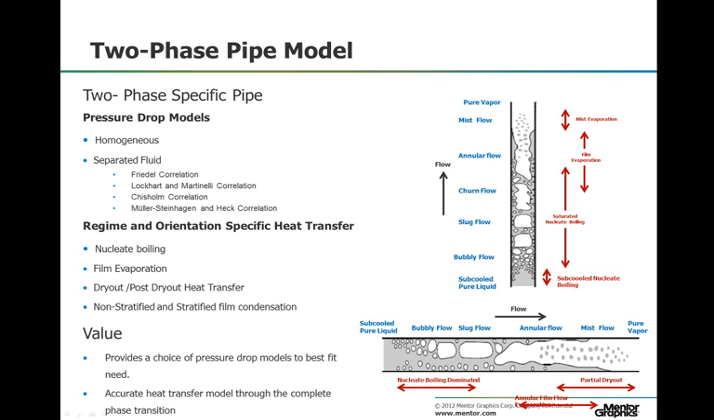Flowmaster gives the user the choice of 4 different frictional pressure drop models to allow them to best fit their modeling needs. These are the Friedel correlation, Lockhart-Martinelli, Chisholm correlation, and the Mueller-Steinhagen and Heck correlation.